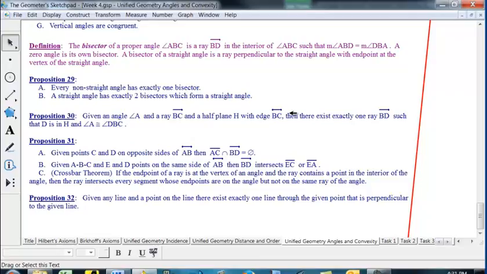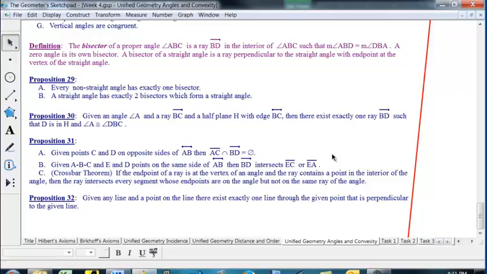Proposition 31: given C and D on opposite sides of a line, then the intersection of AC and ray BD is the empty set. It will not cross there. Given that B is between A and C, and E and D are points on the same side of line AB, then BD intersects either line segment EC or EA.